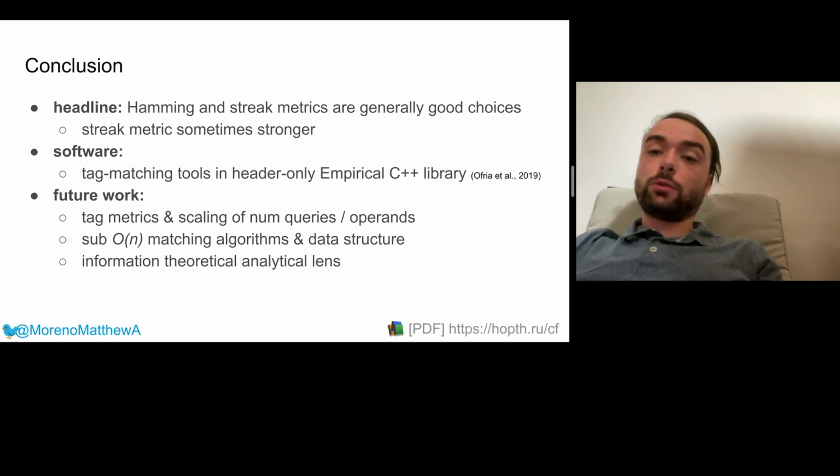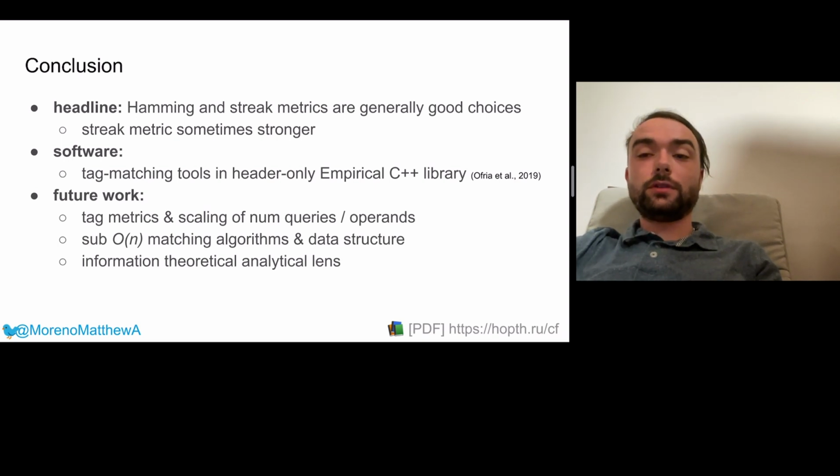And lots of future work, we're particularly interested in understanding how these different tag matching metrics scale up under increasing numbers of queries and operands.